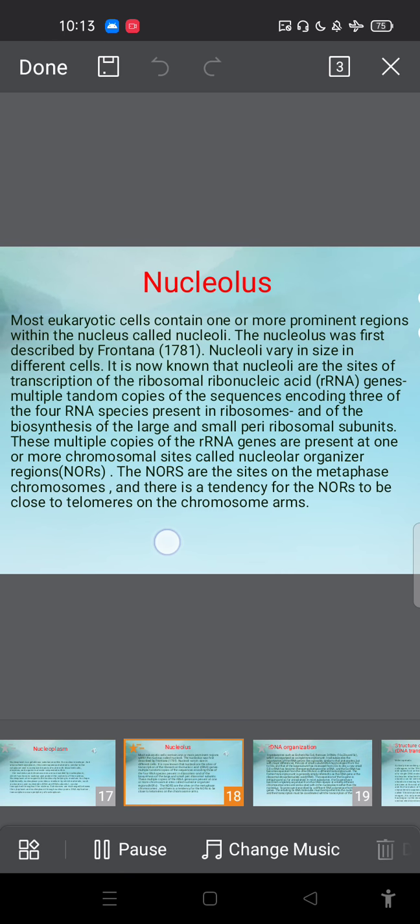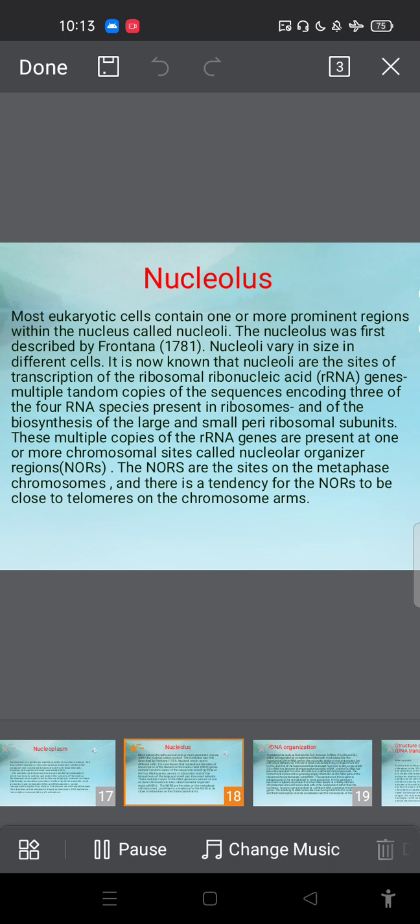Next one is the nucleolus. Most eukaryotic cells contain one or more prominent regions within the nucleus called nucleoli. The nucleolus was first described by Fontana in 1781. Nucleoli vary in size in different cells.